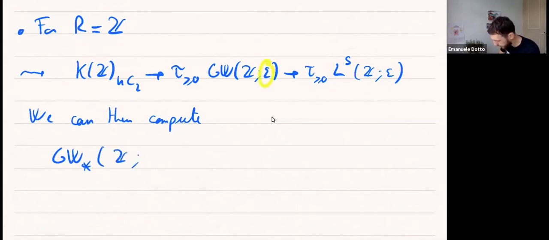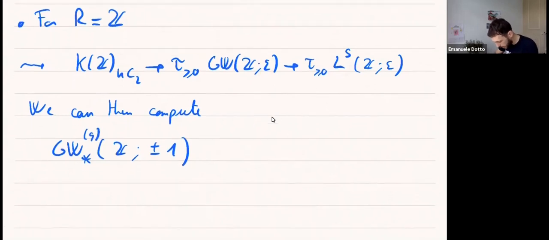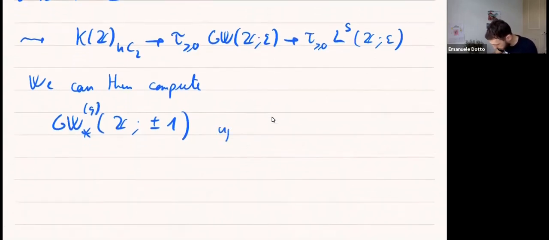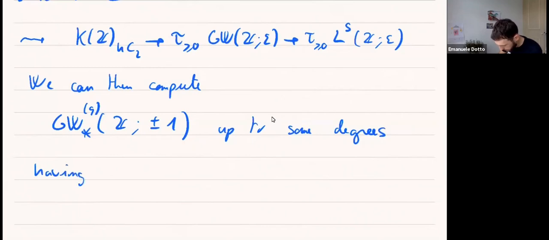For epsilon, this is an idempotent, so there are only two possibilities in Z. There is plus or minus 1, and both the symmetric and the quadratic version, up to some degrees, having to do with the fact that we don't completely understand the K-theory of Z. And that's related to the Vandiver conjecture.